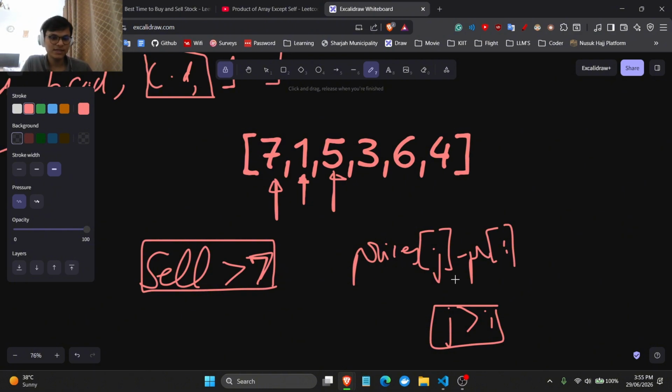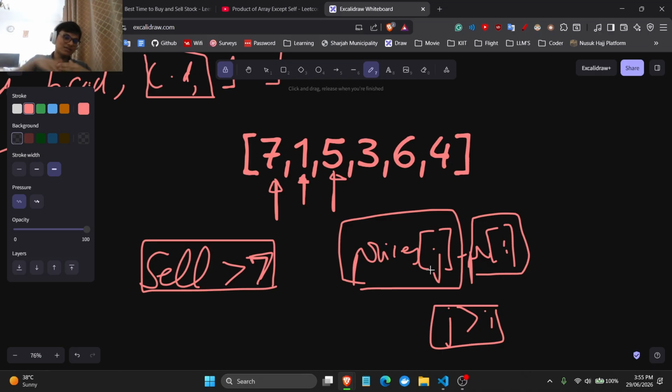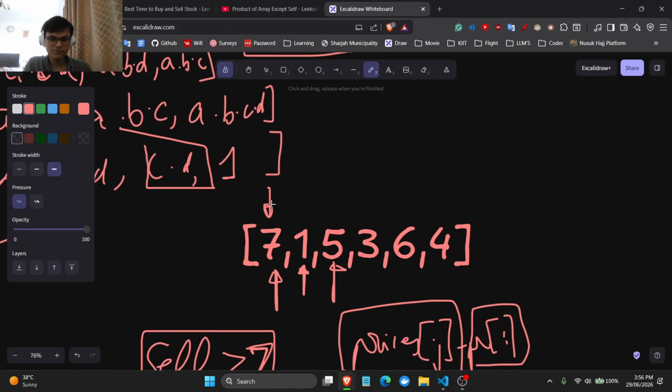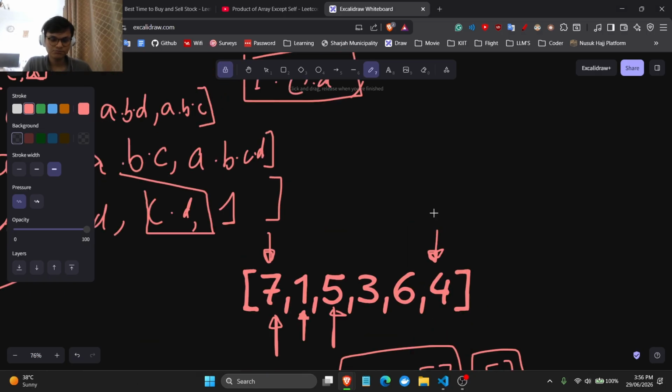In order to maximize this, I can ensure that i is the smallest value possible and j is the largest value possible. And I don't know what sliding window means, by the way. So if I keep it over here, and if I keep it over here and just see, 4 minus 7, 1 2 3 4, it's minus 3, so that is clearly not working.